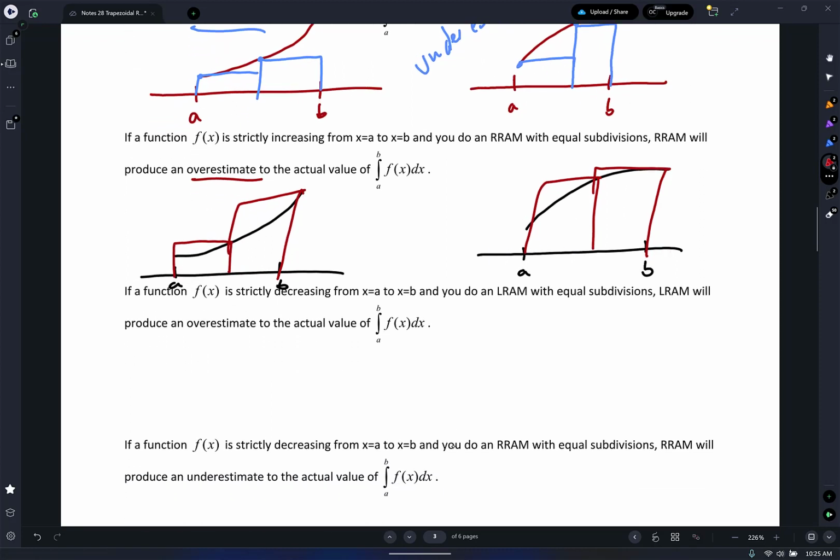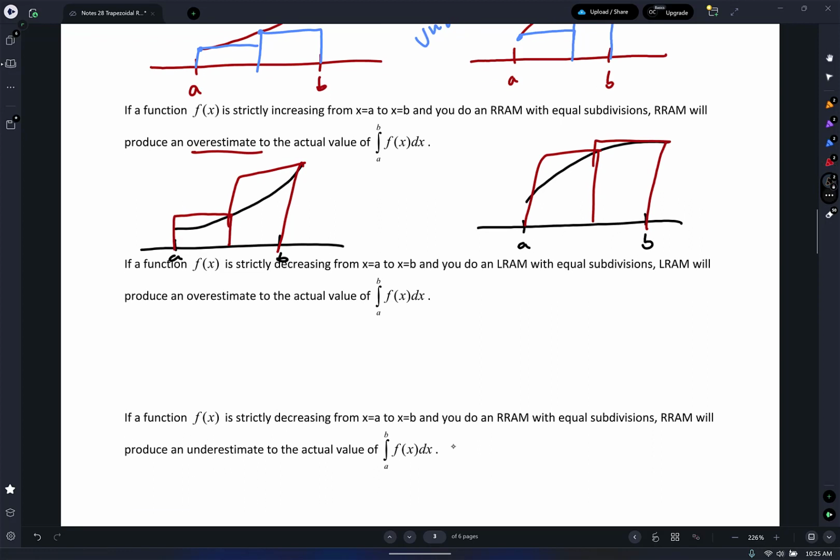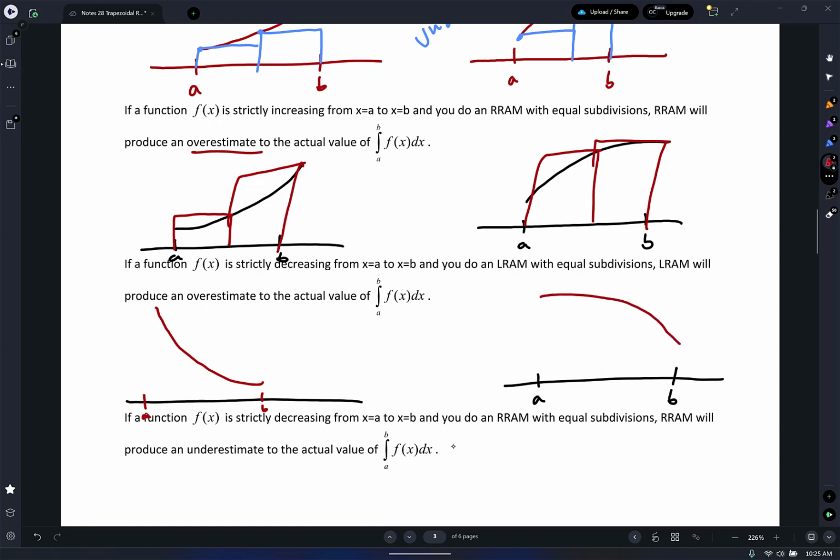All right, let's see. What am I doing now? Strictly decreasing. So here we go. I'm going to do decreasing concave up, A, B, and I'm going to do decreasing concave down. And I'm doing LRAM, and LRAM. What do you notice? Overestimate?